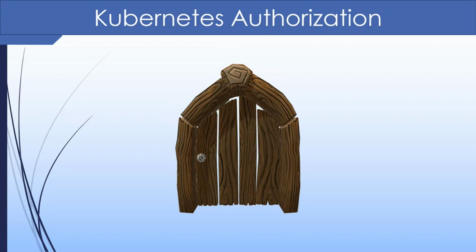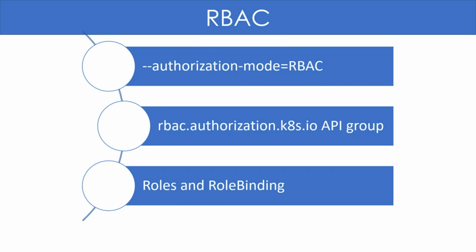There are 4 different authorization modules: Node, ABAC or Attribute-Based Access Control, RBAC or Role-Based Access Control, and Webhook. In this video, we will look at RBAC. To enable RBAC, pass in the flag --authorization-mode=RBAC. It is enabled by default in Minikube.